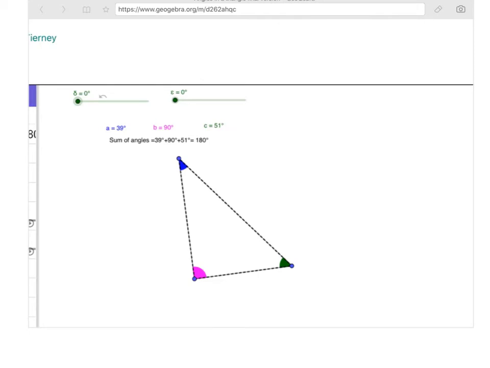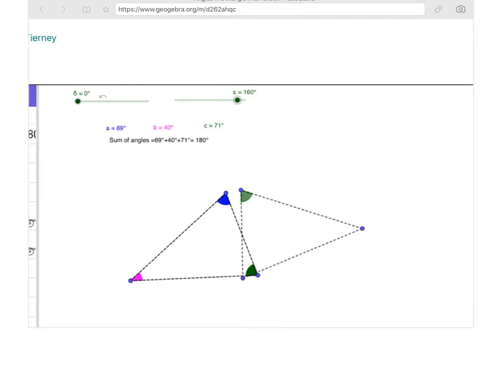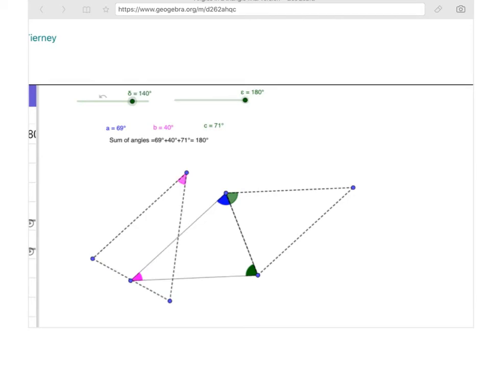So I've got a triangle here. I can make this triangle any size and shape I like. And using the sliders, I can get the triangle to rotate itself around the sides like this, so that you can see. So I color coded the angles. So this pink angle is now up next to the blue one, and the green angle has rotated and is also now next to the blue angle. And you can see that they join together to make a straight line.